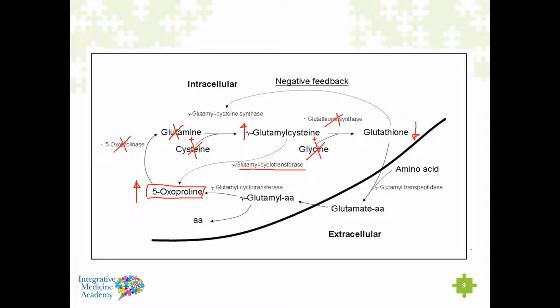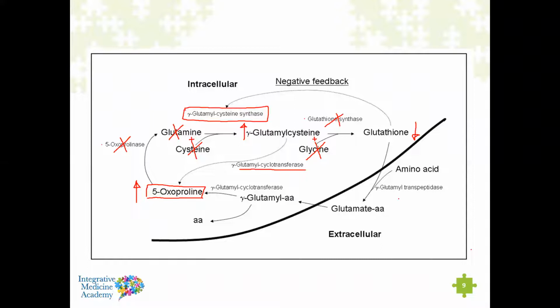Now, there is a feedback loop when we have adequate amounts of glutathione. It'll actually feed back on our gamma-glutamyl synthase to slow it down. It has a regulatory function on that.